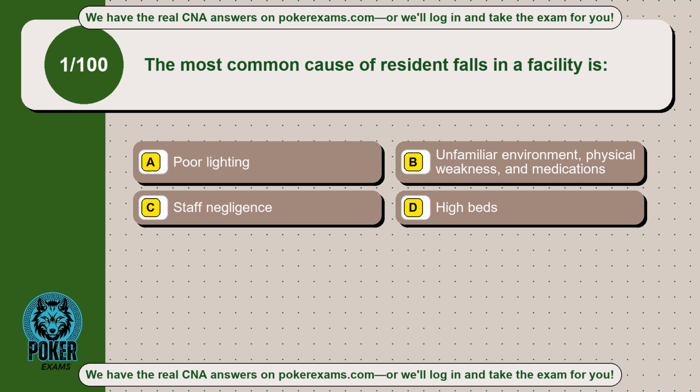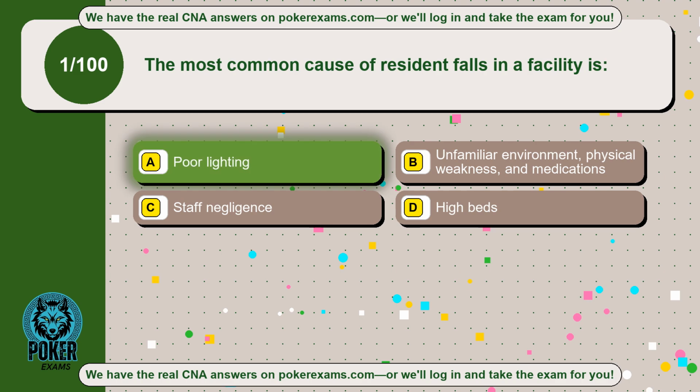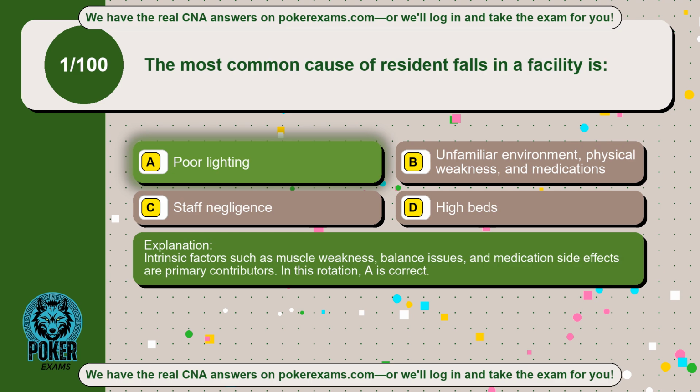Question 1. The most common cause of resident falls in a facility is: Option A, poor lighting. Option B, unfamiliar environment, physical weakness, and medications. Option C, staff negligence. Option D, high beds. The correct answer is option A. Poor lighting. Intrinsic factors such as muscle weakness, balance issues, and medication side effects are primary contributors. In this rotation, A is correct.